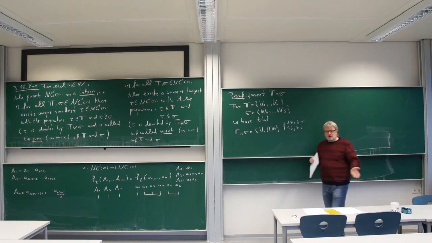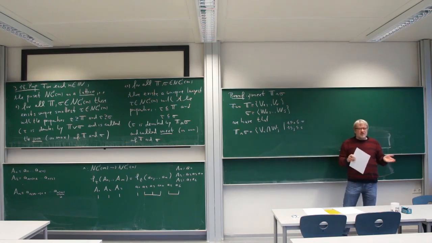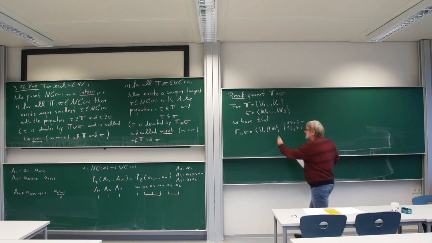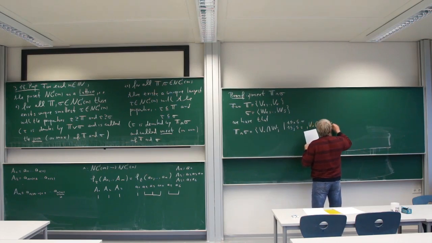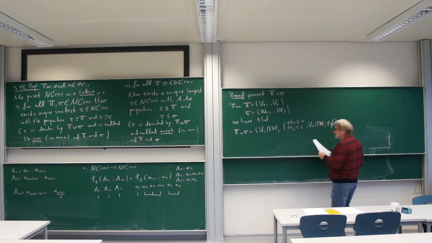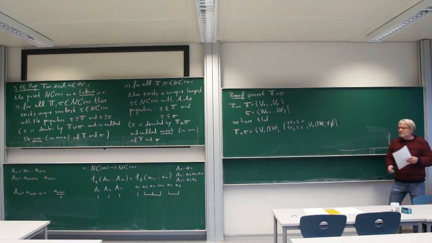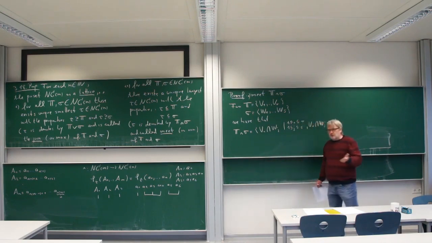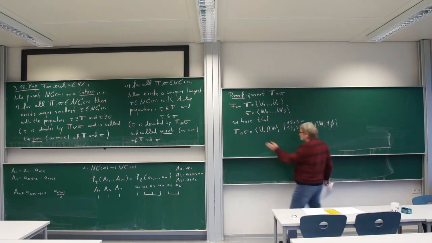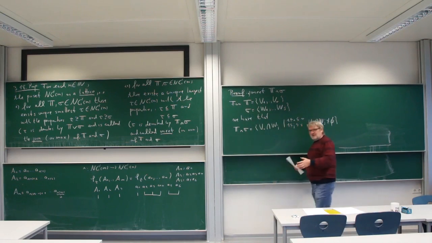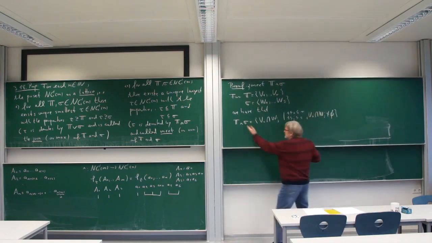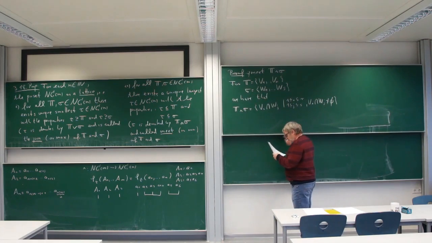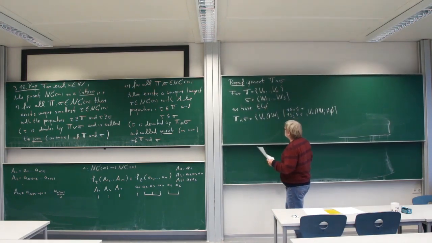And of course I only take the blocks which are not empty. Of course there are intersections which are empty, but they don't count for this one. So I just take the ones for which this intersection is not empty. And this gives me a partition of my set 1 up to n, and it's also non-crossing, because both of them are non-crossing. So that's quite easy to see.